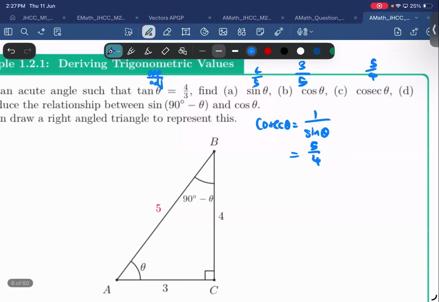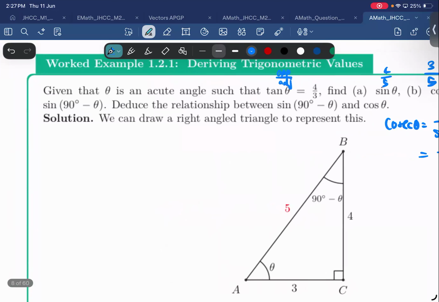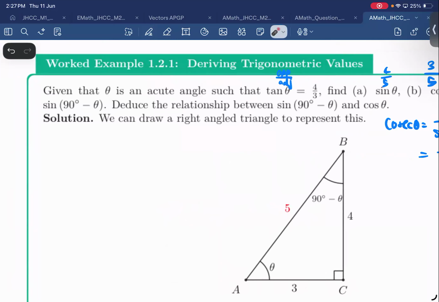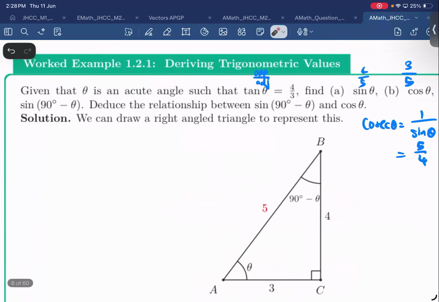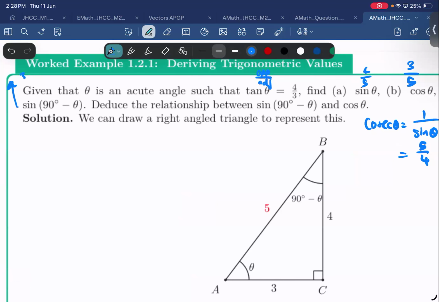Then for part D, sine of 90 degrees minus theta. Where is this angle exactly? It's in the diagram already, but you can imagine this is theta, then this is a right angle, 90 degrees. If you use the sum of angles in a triangle, you can see that the last angle here is 90 degrees minus theta. So sine of this is opposite over hypotenuse, so it's actually 3 over 5.